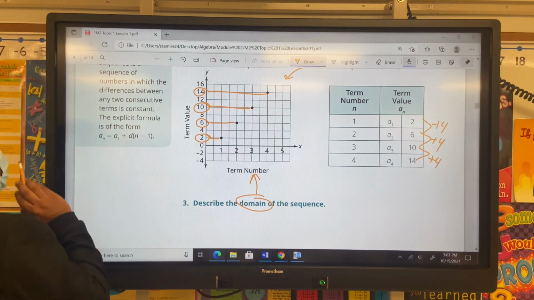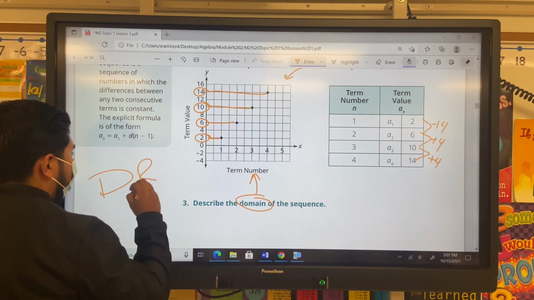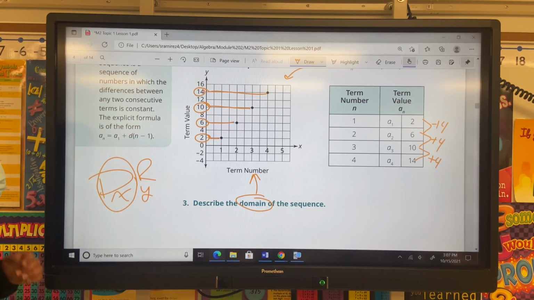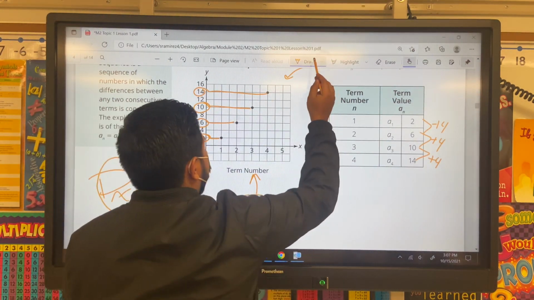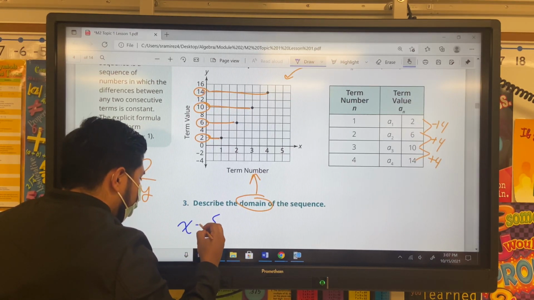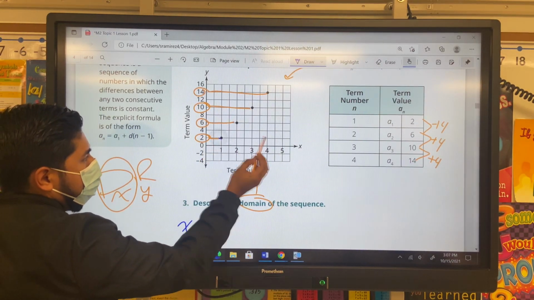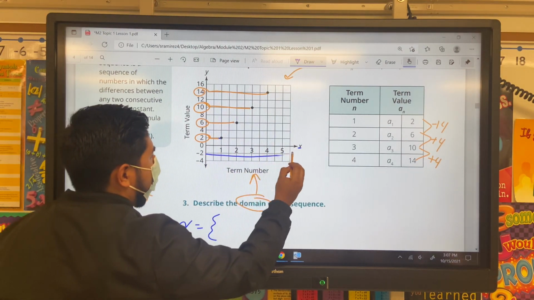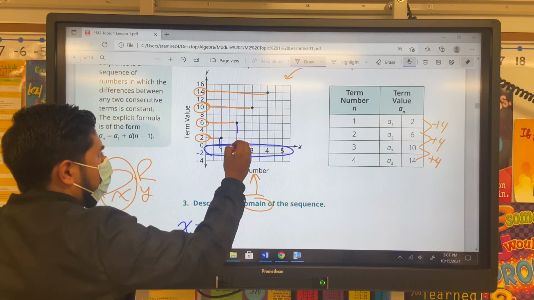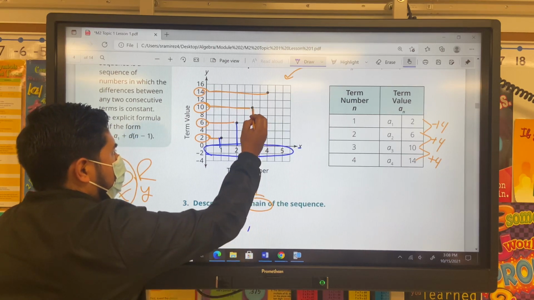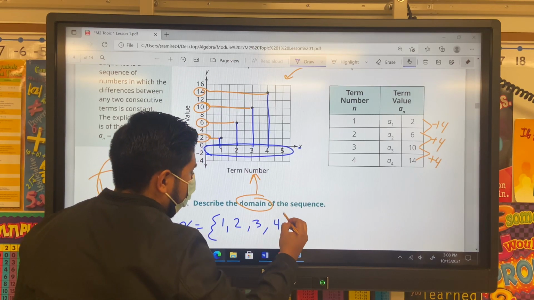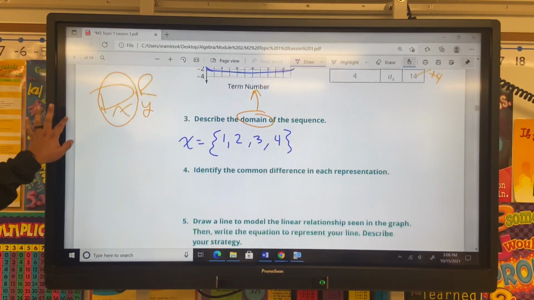We need to find the domain of this sequence. Domain, you should know, hopefully, is X, Y. It's asking for domain, so we're talking about the X. So what are the X numbers of each of these points? Looking at this point, X-axis are these numbers, so I only want to see these numbers. Let's check. 1, 2, 3, 4. That's my domain, looks good to me.